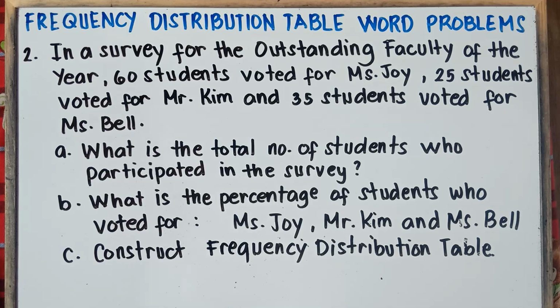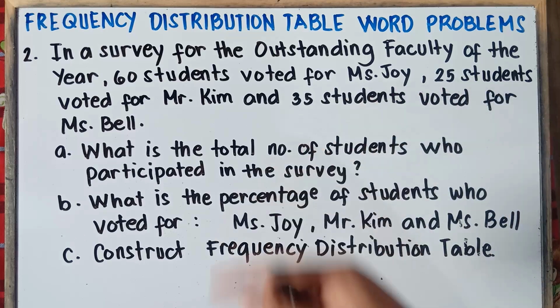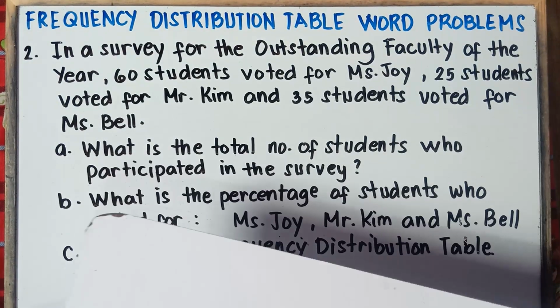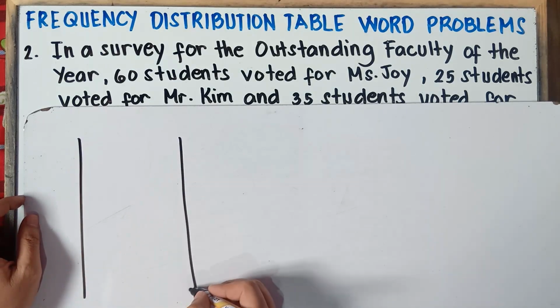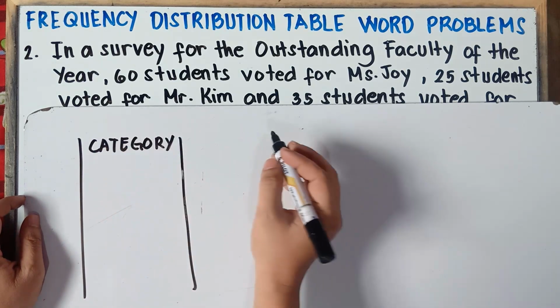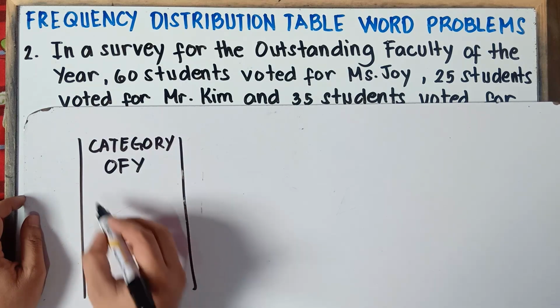Of course, class, it's easy for us to answer letter A and letter B if we have the frequency distribution table. So first thing to do, we need to draw the frequency distribution table. Let's have a rough sketch for our table. We are selecting outstanding faculty of the year, so that is our category. Our first column is the category, and I will just put OFY, outstanding faculty of the year.